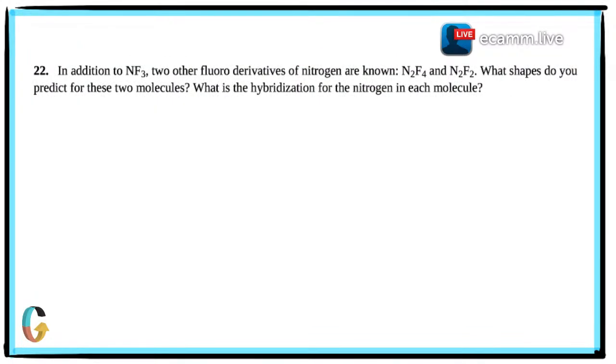So it says, in addition to NF3, two other fluorine derivatives of nitrogen are known, N2F4 and N2F2. What shapes do you predict? Okay, perfect. Before I answer this question, Josh just has one question.